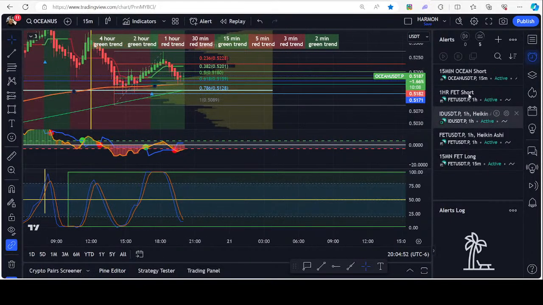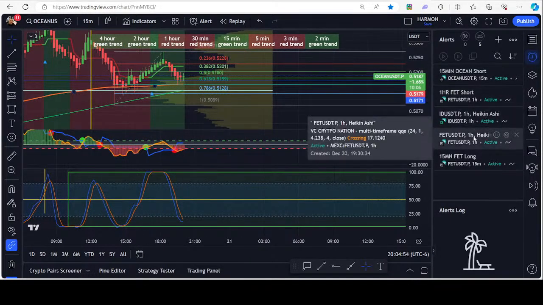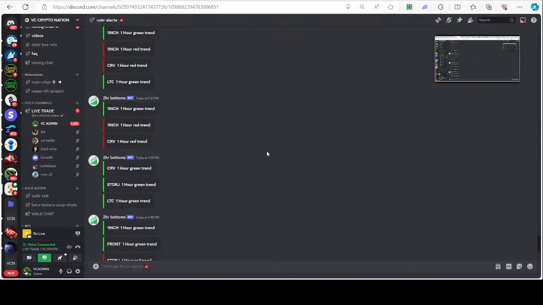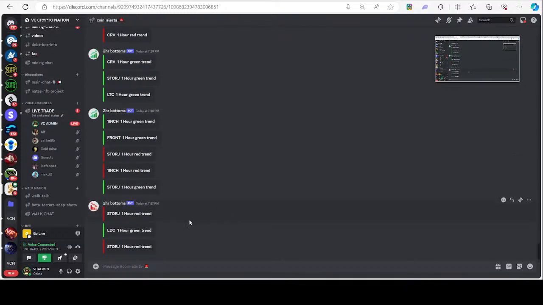All right, Ocean. Let me see my alert. 15 minutes short. Ocean. That's what I need. All right. So far, FET. Let me see. Okay, so we need to. That's what's wrong with these alerts there on Binance. Okay, so they shouldn't be too far off. So storage 1 hour red trend.